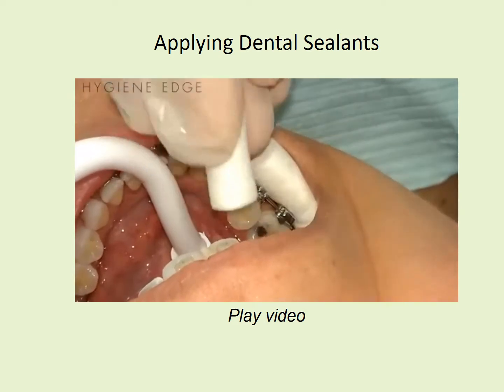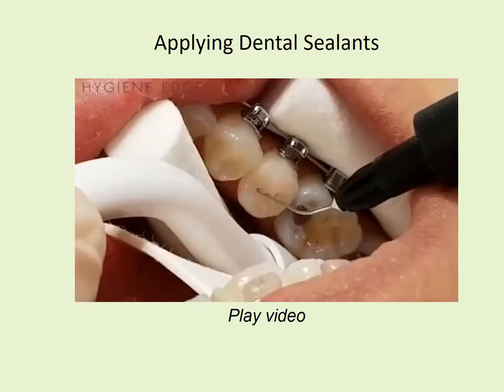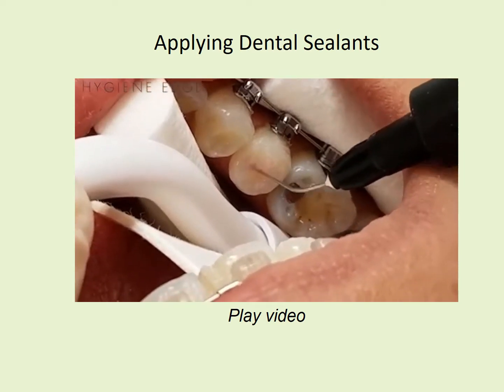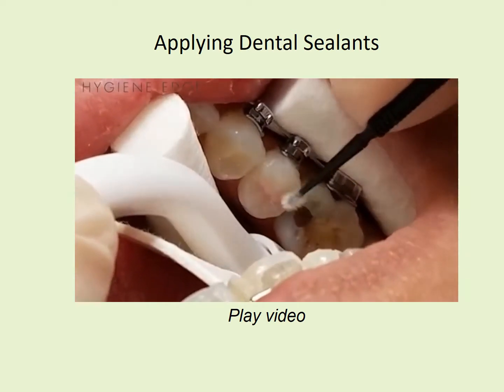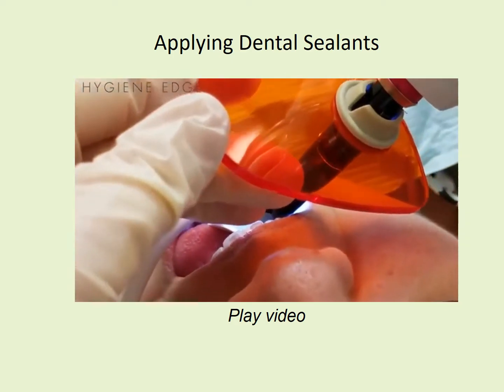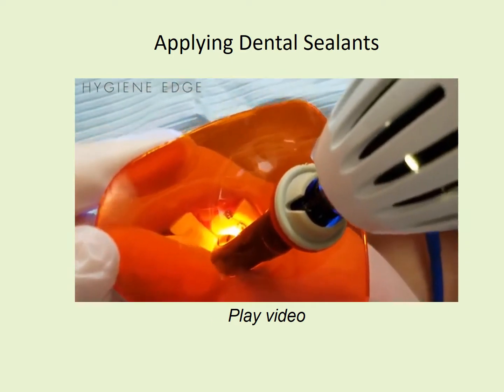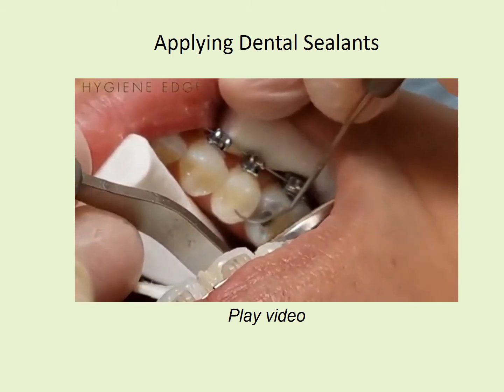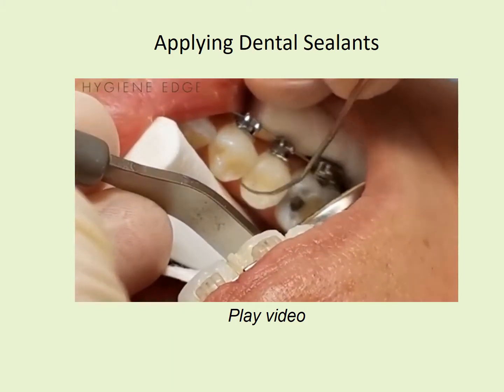Then re-isolate if necessary. Place the sealant material in the pits and fissures only. You may have to use a microbrush to remove any bubbles and to remove any excess material. Using patient and clinician UV eye protection, cure the sealant material as per the manufacturer's recommended amount of time, usually from 20 to 30 seconds. Gently check for voids and complete coverage with the explorer while maintaining a dry field.